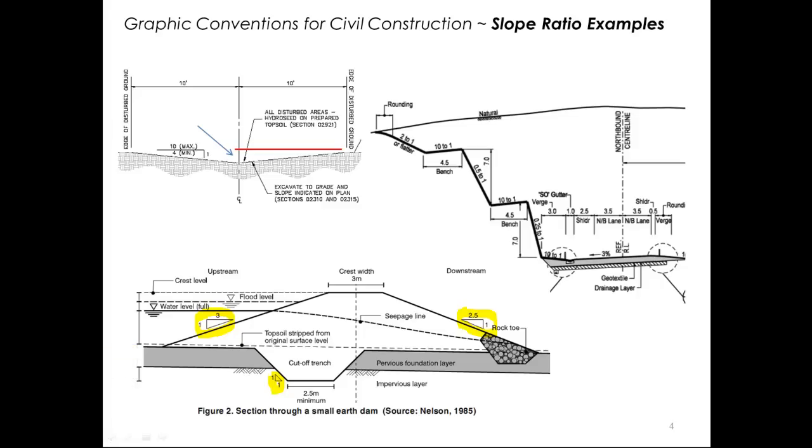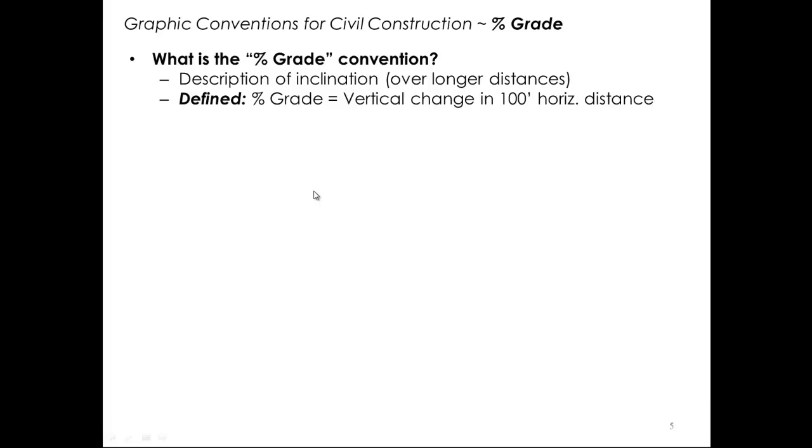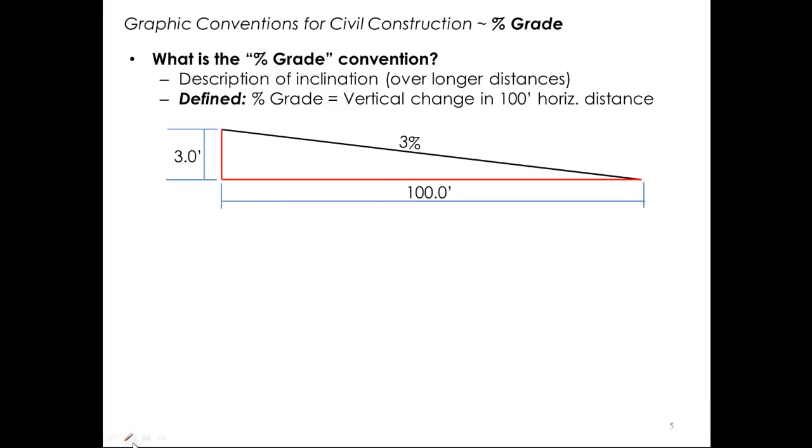Let's move on and take a look then at the percent grade convention. Remember, we said that this method was used to specify more gradual inclination and/or for longer distances. Percent grade is defined simply as the vertical change in feet over a constant 100-foot horizontal distance. And here we see a graphic example of that. We have 3-foot vertical in 100 feet. Remember, the 100 is the constant, so 3 in 100 tells us then that this is a 3% gradient.